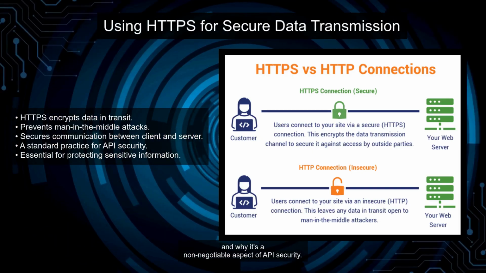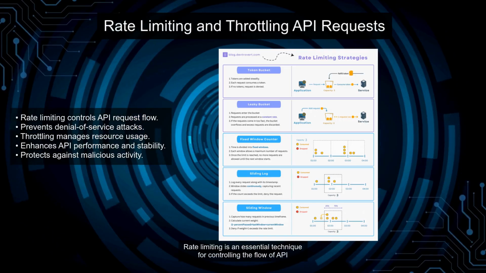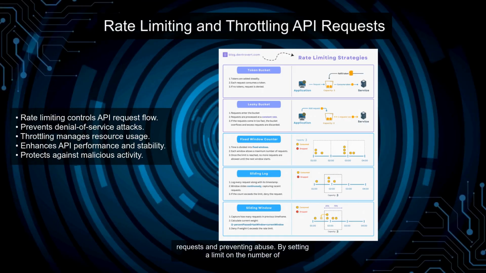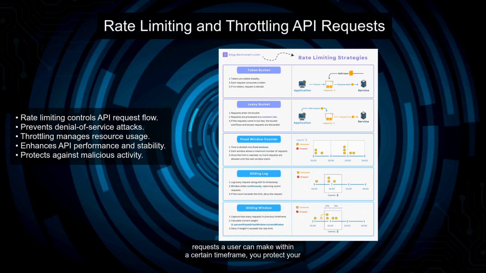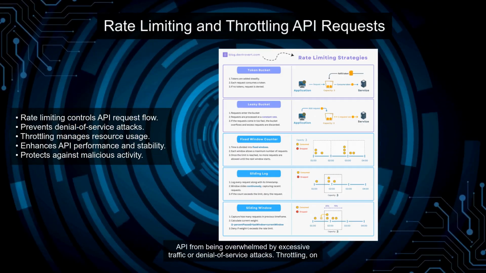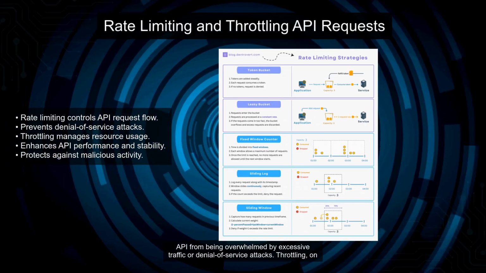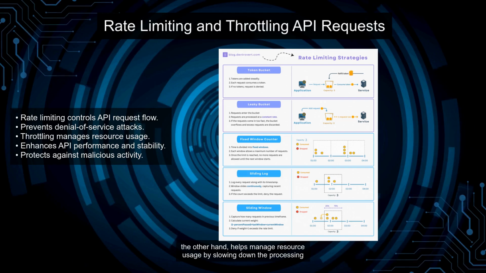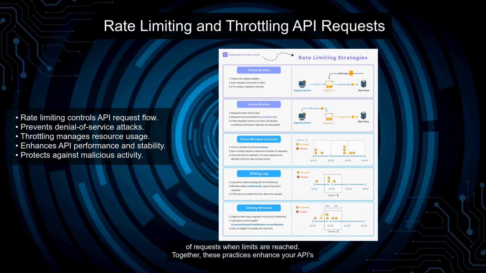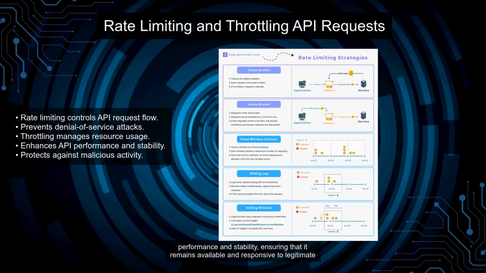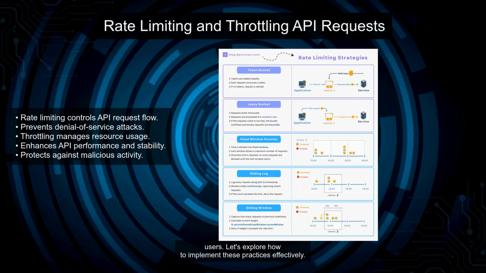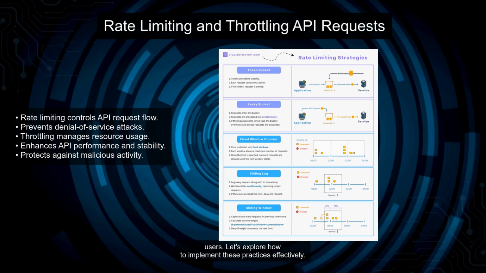aspect of API security. Rate limiting is an essential technique for controlling the flow of API requests and preventing abuse. By setting a limit on the number of requests a user can make within a certain time frame, you protect your API from being overwhelmed by excessive traffic or denial of service attacks. Throttling, on the other hand, helps manage resource usage by slowing down the processing of requests when limits are reached. Together, these practices enhance your API's performance and stability, ensuring that it remains available and responsive to legitimate users. Let's explore how to implement these practices effectively.